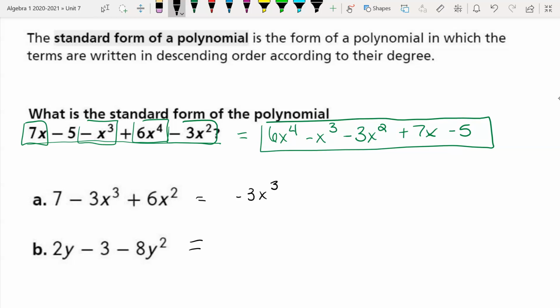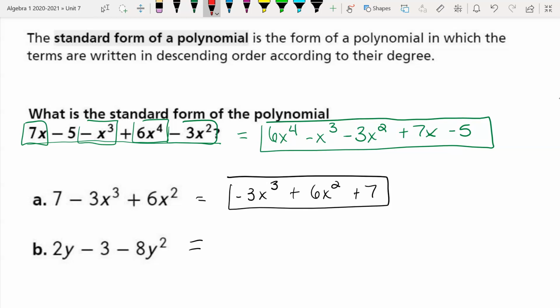So hopefully you paused it and you tried these. Negative 3x cubed is going to come first. 6x squared is going to come second. And then plus 7 is going to be at the end. And the last one, you should have done negative 8y squared plus 2y minus 3.